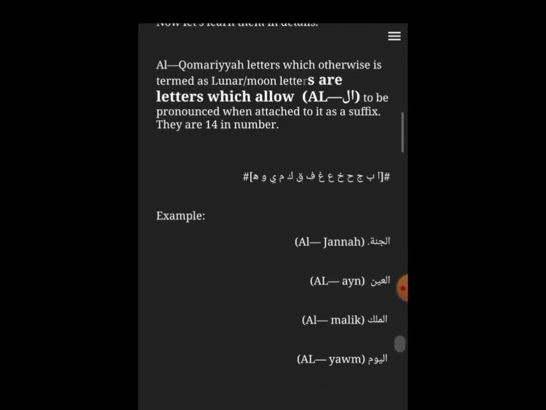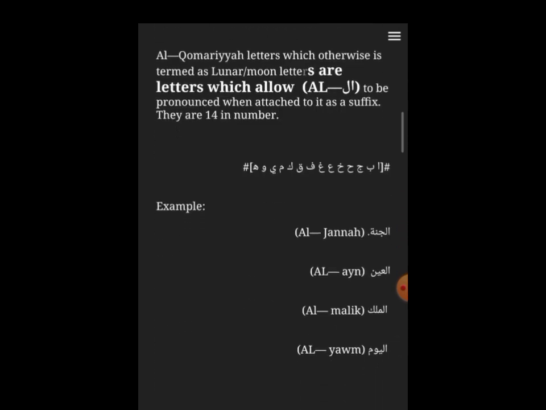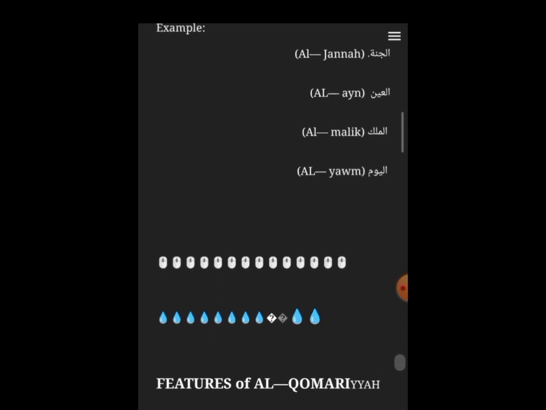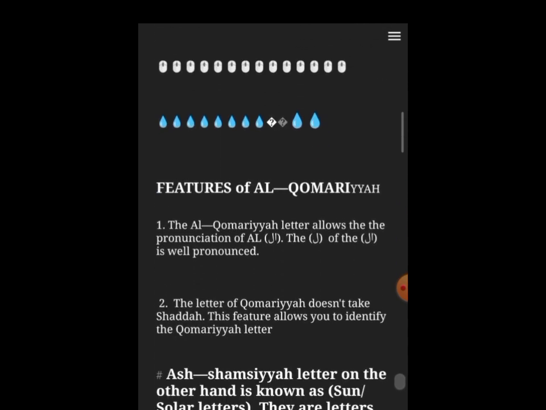Now let's look at an example. We have Al-Jannah. You see, I'm able to pronounce the al because of the Jim, which is a Qamariyya letter. Al-Jannah, Al-Ain, Al-Malik, Al-Yawm, and so on and so forth. And that's where the name is taken: Al-Qamar, because of the Qaf. So we say Al-Qamariyya.